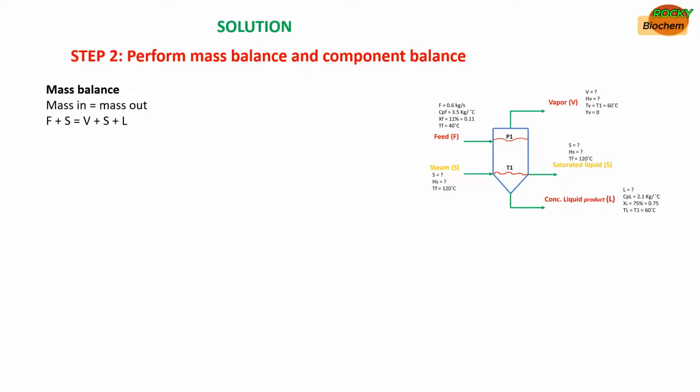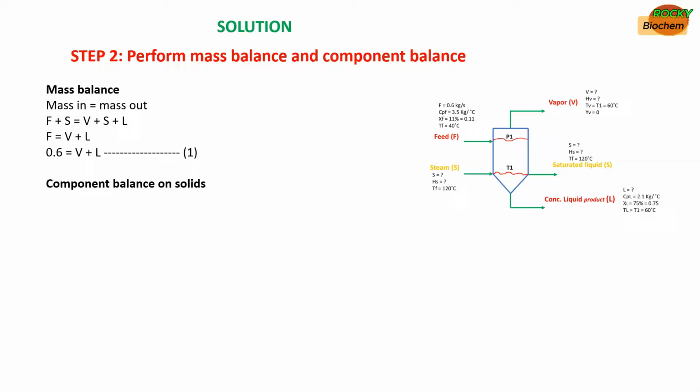Feed and then the steam should be equal to mass out, that is the vapor plus the saturated liquid, and then the concentrated liquid product. So when we cancel out S and S, we're going to get F is equal to V plus L. And from the question, we have F to be equal to 0.6 kilogram per second. When we fix in the value here, we're going to get 0.6 is equal to V plus L, and this becomes our equation 1.